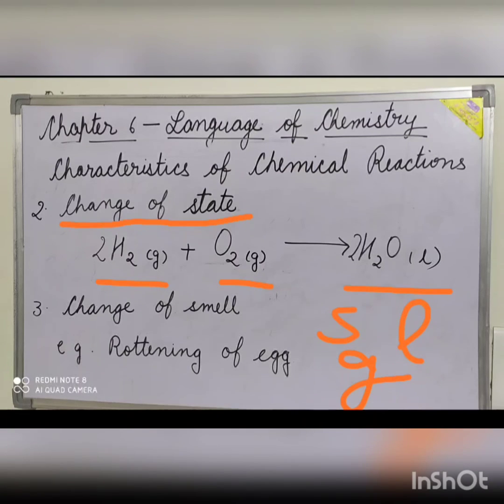The next characteristic is change of smell. There are some chemical reactions which result in the change of smell. For example, the rotting of an egg. When an egg rots, it begins to smell. This shows that a chemical reaction has taken place.